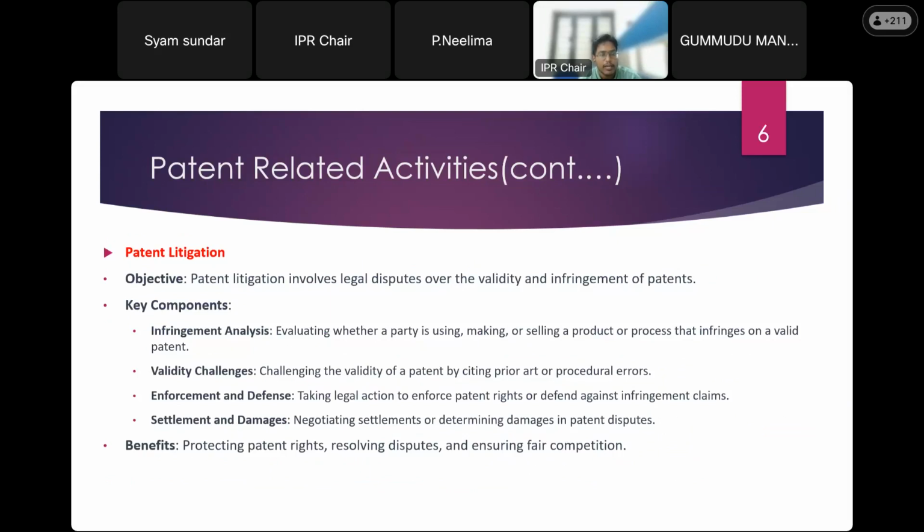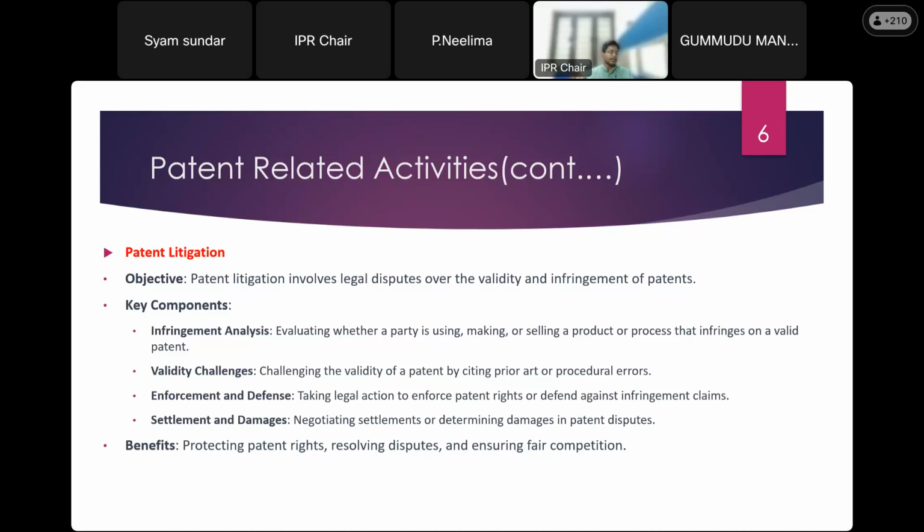Patent litigation is whatever happens after the grant of the patent. Especially infringement, or if somebody invalidates your patent. Within 12 months from the grant of the patent, somebody can challenge it, saying this does not have novelty or inventive step or industrial application. Remember, if the patent office granted your patent, it doesn't mean that it cannot be challenged.